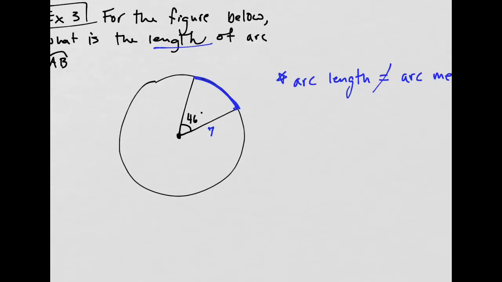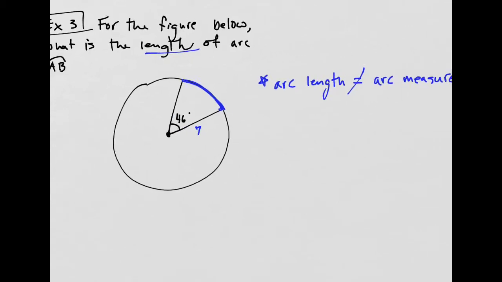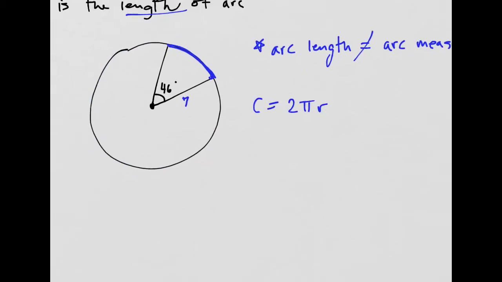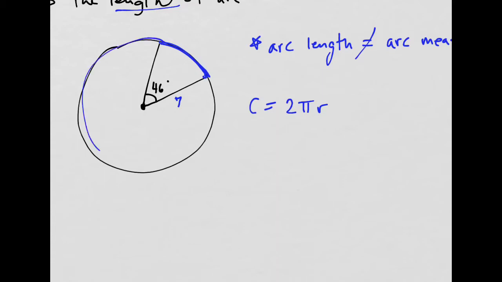So if I want to figure out the arc length, I can't just use this angle, but I need to know the circumference of the circle. So let's look at the circumference formula for a circle. Circumference is going to be equal to 2 times pi times the radius. So the entire distance all the way around, that's what circumference is. So if I wanted to find the entire circumference, then I would just plug in my r. So I plug in 7 here, because that's what I have for my radius.